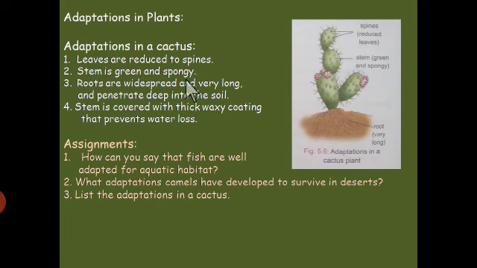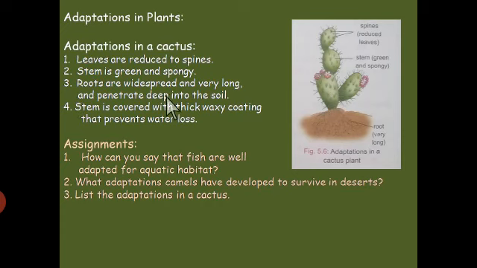Stem is green and spongy. As you can see, the leaf-like structures are actually not leaves, they are stems. The stem is green and spongy because it has to do the function of the leaves. It is green so it can do photosynthesis, and spongy to store water.